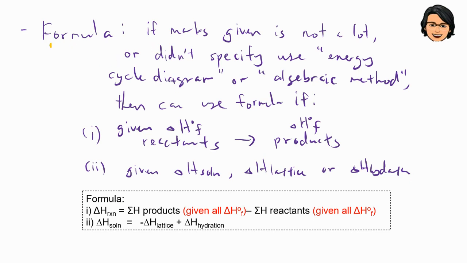Then if you want to use the formula, you have to look at it. If the marks given are not a lot, or the question didn't specify to use the energy cycle diagram or the algebraic method, then you can use the formula if you are given the enthalpy of formation for reactants and products. And of course, again, as usual, the three types of enthalpy: solution, lattice, and hydration. So that's all for Hess's law.